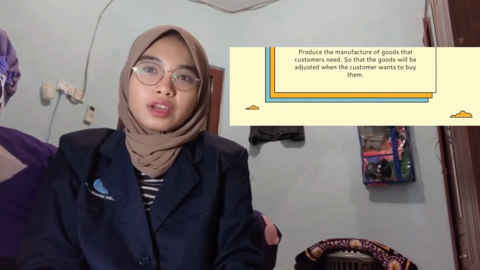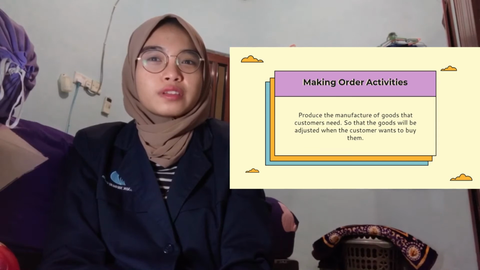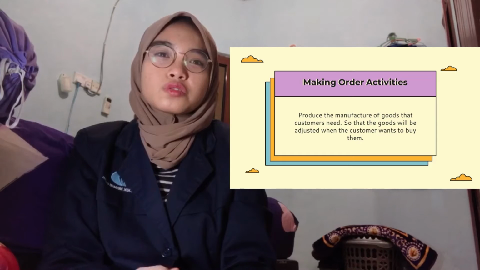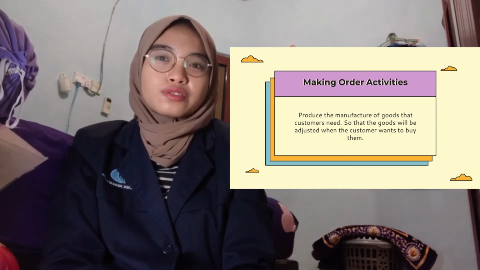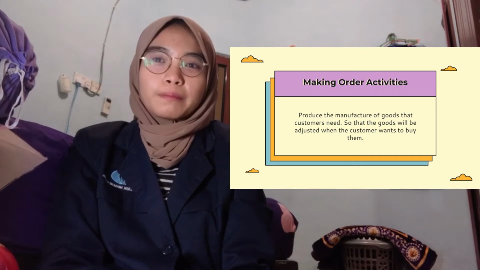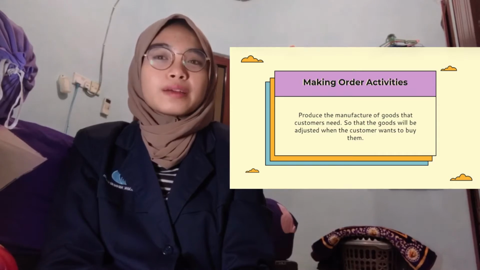The first thing we discuss is the making order activity. We need to know that the main task of a seller in making an order is to produce goods that the customer needs, so that the goods will be adjusted to when the customer wants to buy them. From here, an activity called making order will appear.